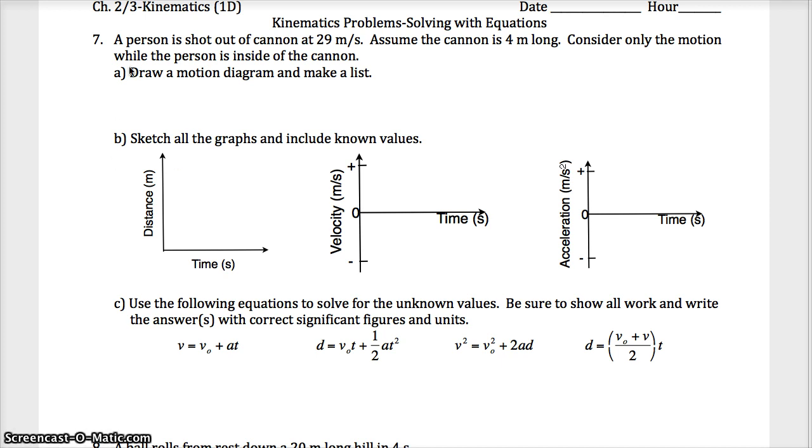Looking at number 7, it says a person is shot out of a cannon at 29 meters per second. Assume the cannon is 4 meters long. Consider only the motion while the person is inside of the cannon. Alright, so we're going to draw a motion diagram and make a list.